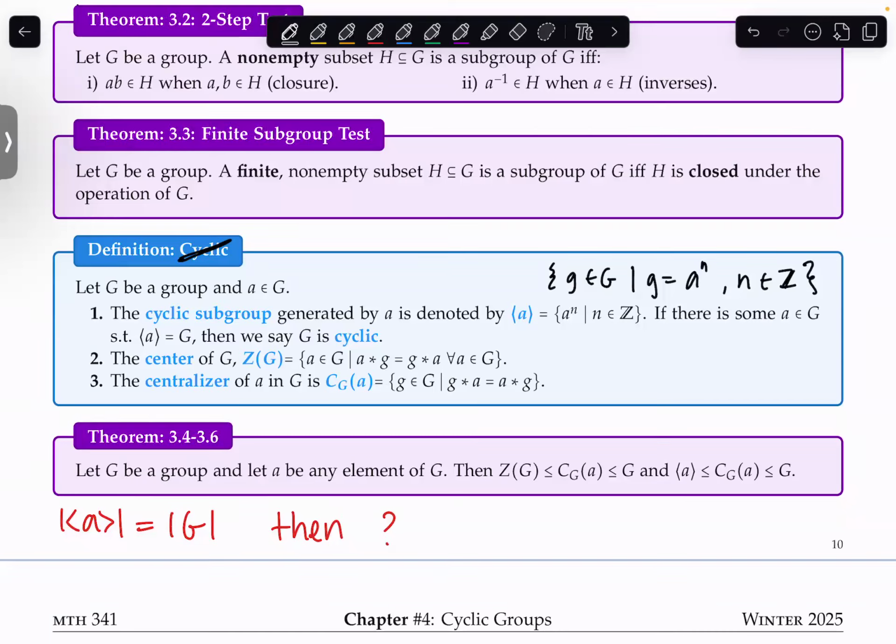We also talked about our center, our Z(G), which are all the elements in your group that commute with everything else in the group. Versus the centralizer. Again, these are similar definitions, but they are really different. This is going to be the centralizer of an element in the group, which we'll denote as C sub G for the group, and then a for the element. These are going to be all the things in your group that, in particular, commute with the one element a, right?